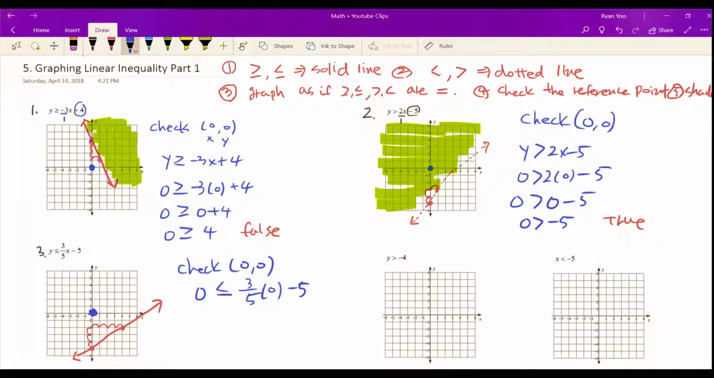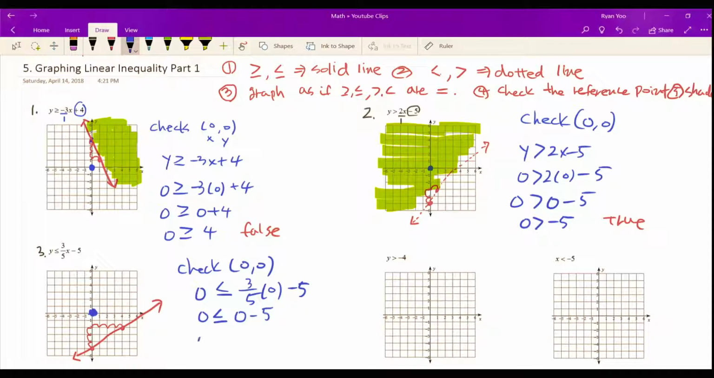I actually do recommend you guys, if you are able to skip the steps, then please skip the step. Your brain can handle this, I think, and you train your brain. Do something in your brain. It's actually helpful. All right, 0 less than or equal to 3 over 5 times 0 becomes 0 minus 5.